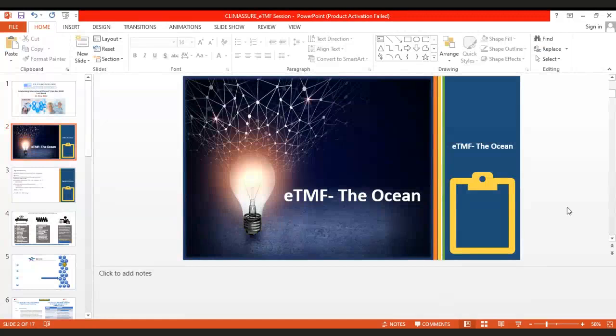eTMF. Any idea what eTMF is? Anyone? Yeah, this is the electronic trial master file. Apart from this, anyone? It means the paper CRF converted into electronic format. Source format is converted into electronic.